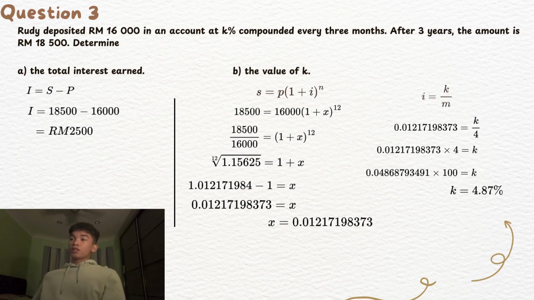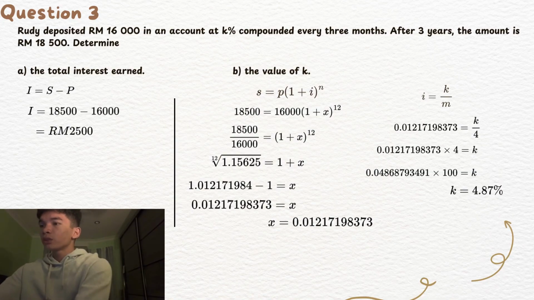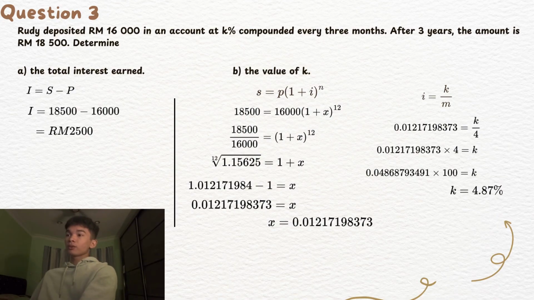To find the value of K, first we set up the formula. Final amount equals principal times 1 plus the interest rate to the power of 12. So 18,500 equals 16,000 times 1 plus i to the power of 12. Next, we divide 18,500 by 16,000. This gives 1.15625. So 1.15625 equals 1 plus i to the power of 12. Now we take the 12th root to find 1 plus i. The 12th root of 1.15625 is about 1.012171984. Then we subtract 1 to get i. So i is 0.012171984. This is the interest rate per quarter.